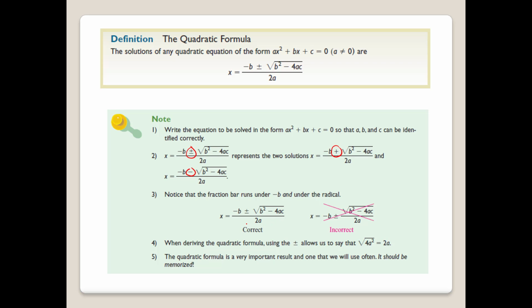Everything is above 2a. When deriving the quadratic formula, using the plus or minus allows us to say that the square root of 4a squared equals 2a. Okay? And the quadratic formula is a very important result, and one that we will use often. It should be memorized. So that is something definitely to make note of and get memorized in your head. It's something you will definitely use moving forward.